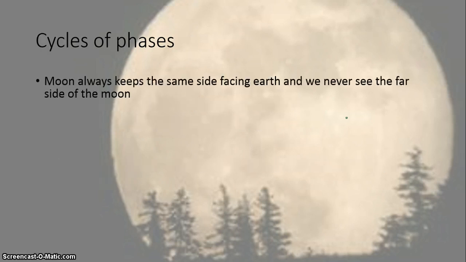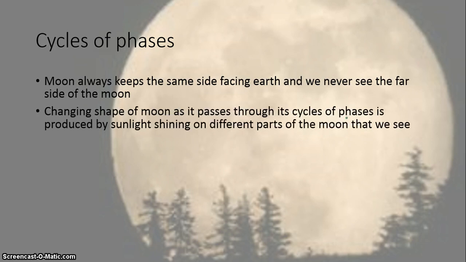All right, cycles of phases. So the moon always keeps the same side facing Earth, and we never see the far side of the moon. We always see the near side. The changing shape of the moon as it passes through its cycles of phases is produced by sunlight that shines on different parts of the moon that we can actually see. And it does shine on other parts of the moon that we can't see. We just can't see it.